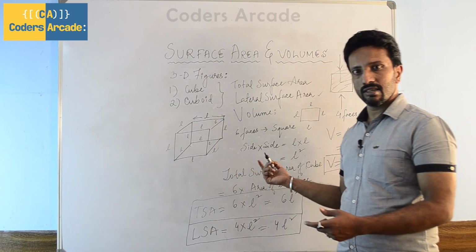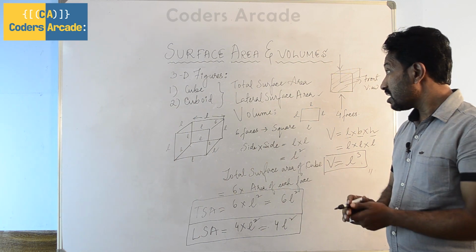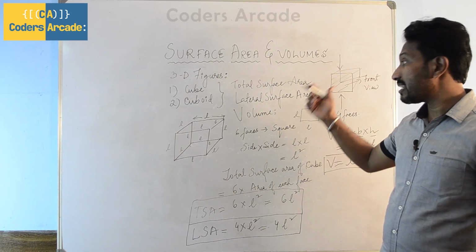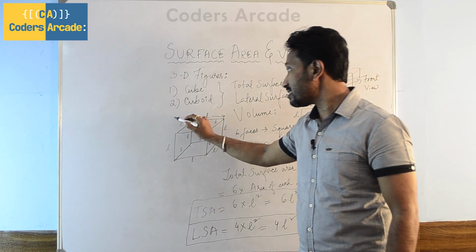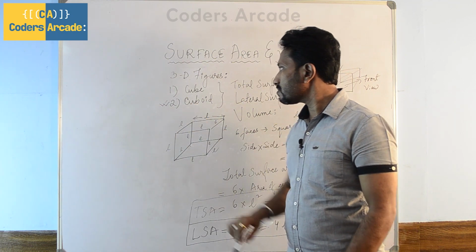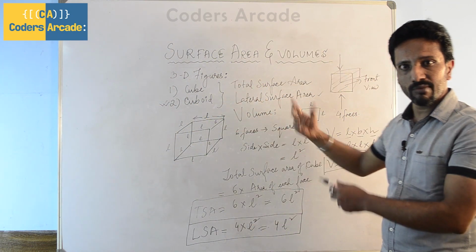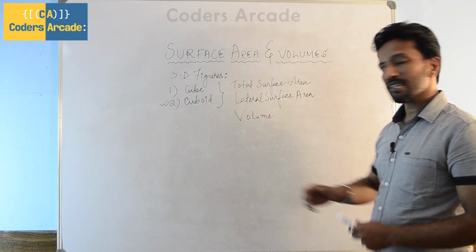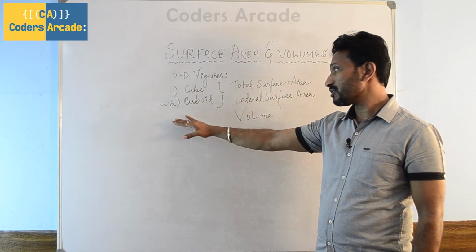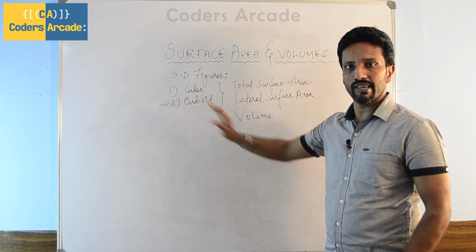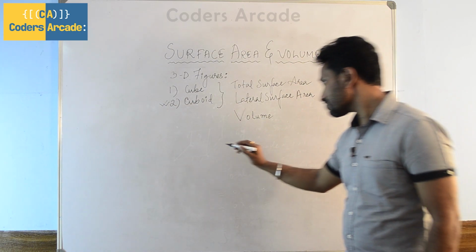So after this, I hope you have understood everything. Let us move on to the next one or the next 3D figure, which is cuboid. So let me erase this and we will move on to the next one. Now as we are done with the first one, let us move on to the second one, 3D figure, cuboid. Let me draw a cuboid for you.